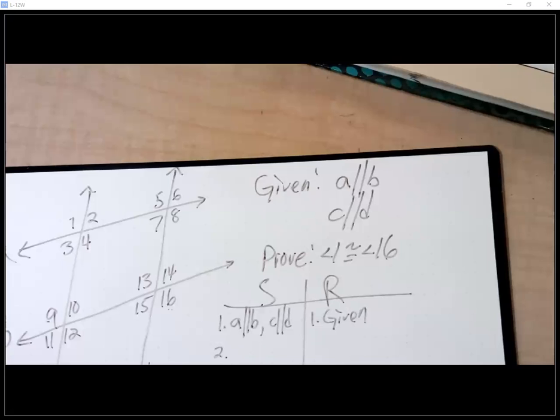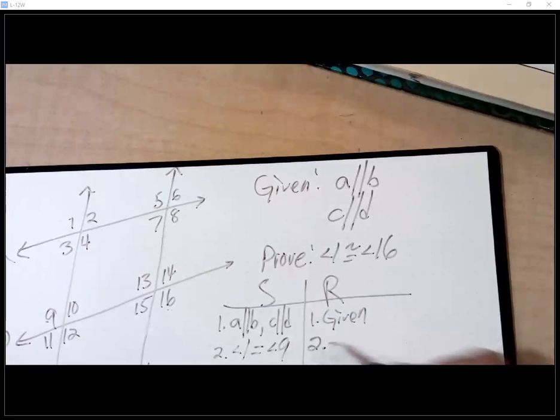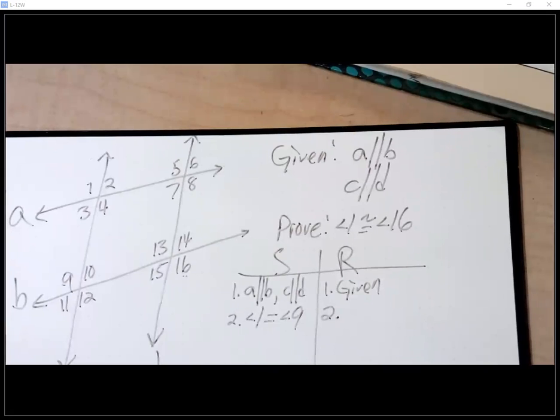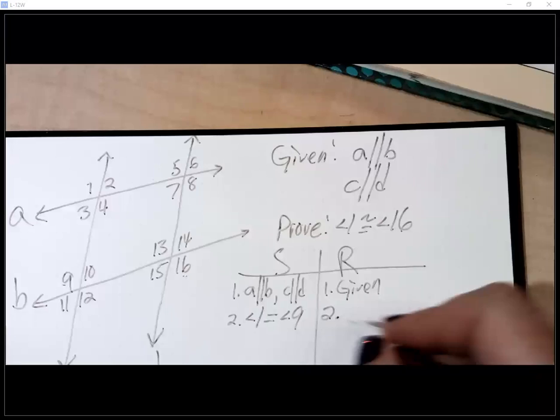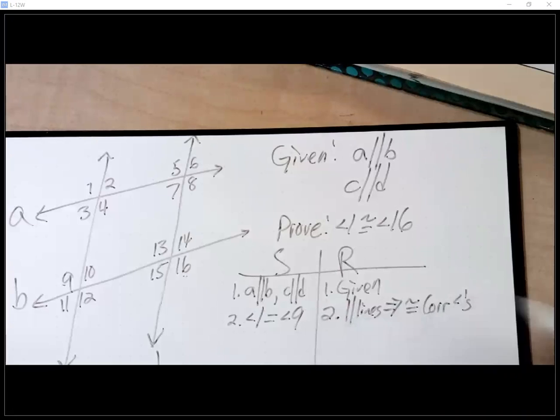So he started with angle 1 being congruent to angle 9. And the reason that you're going to say for that, what are they to each other? What's their relationship? They're corresponding. And didn't we just have that list? If the lines are parallel, these are the angles that are going to be corresponding, right? Anytime you have that, this is what you're going to say: parallel lines give me congruent corresponding angles. That's how we write that.